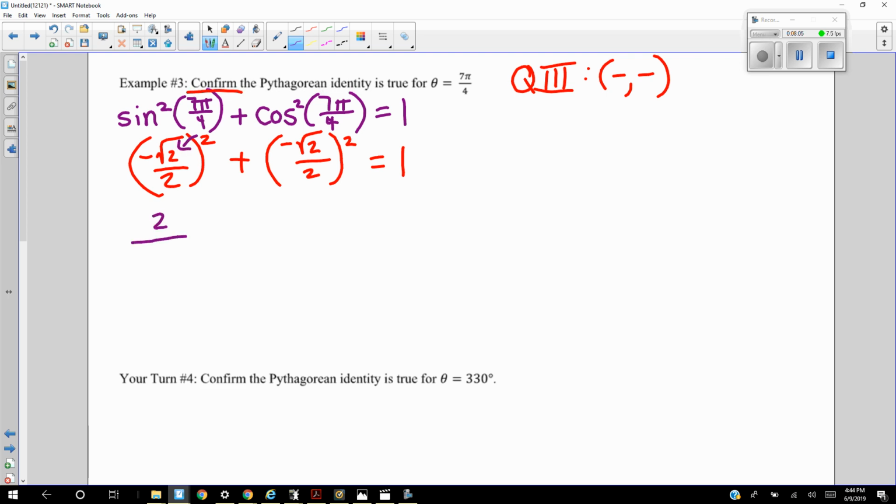When you square a square root, they cancel each other out. So you get 2/4, and you're going to get 2/4. Remember, you got to square the bottom number as well. Just like the introductory example, 1/2 plus 1/2 equals 1. You confirmed it. Pause the video. Try that last one on your own.